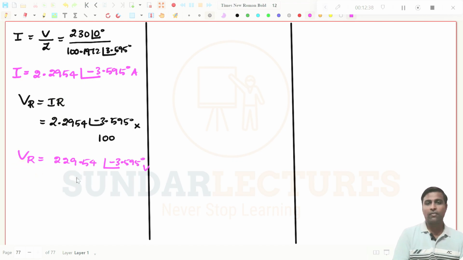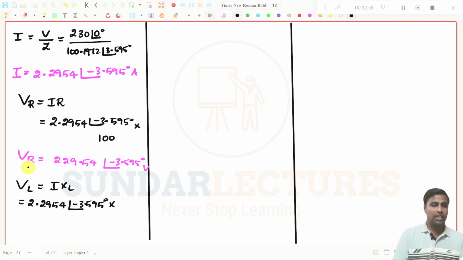And what is the formula to find VL? VL will be equal to I into XL, right? This is the value. So if you substitute this, what is I? 2.2954 at an angle of minus 3.595 degree, into what is the XL value, you know, right? What is the XL value? Try to understand this one.